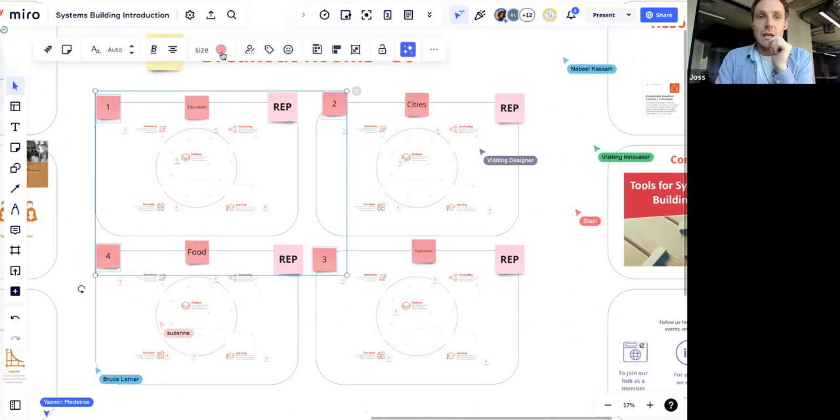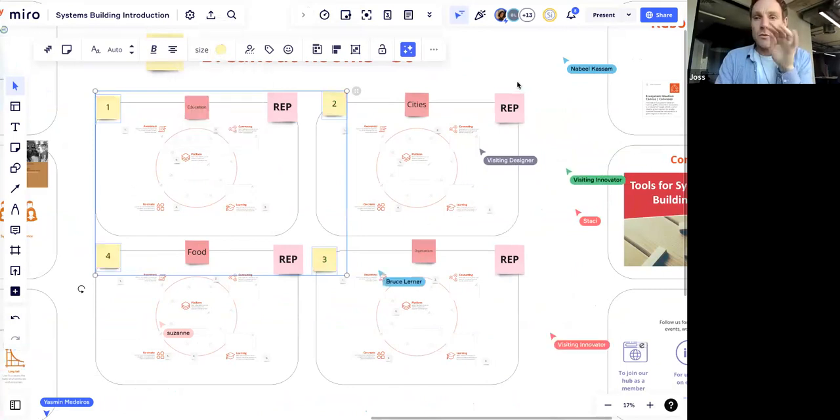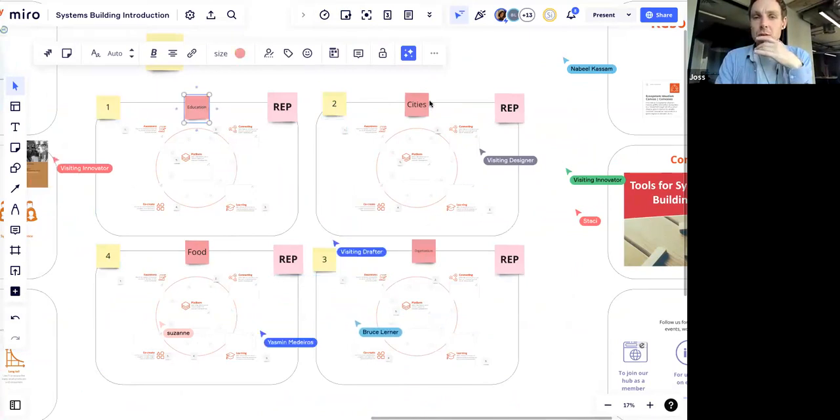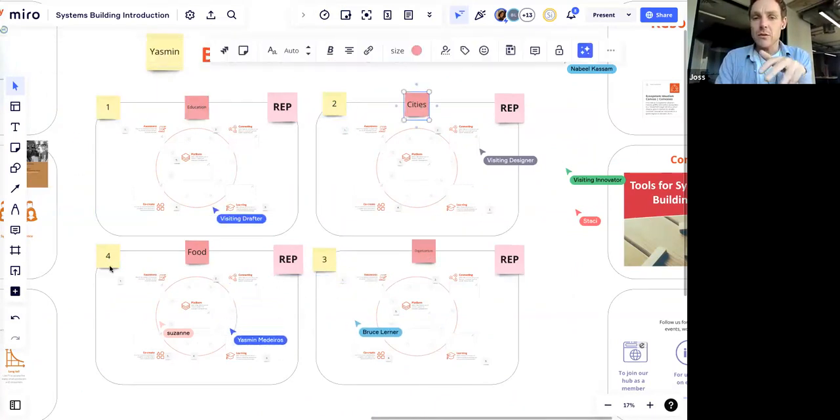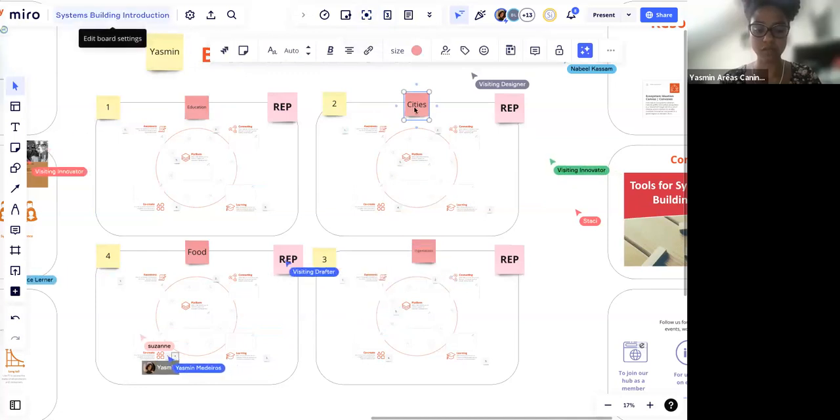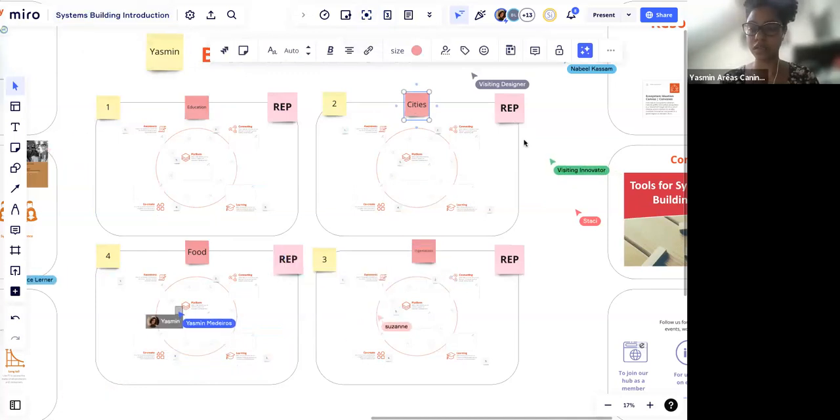Just to clarify, we'll create 4 breakout rooms. If you choose number 1, you'll be in education. Number 2, you'll join here in cities, so on. So how long is it? Yes, 30 minutes.